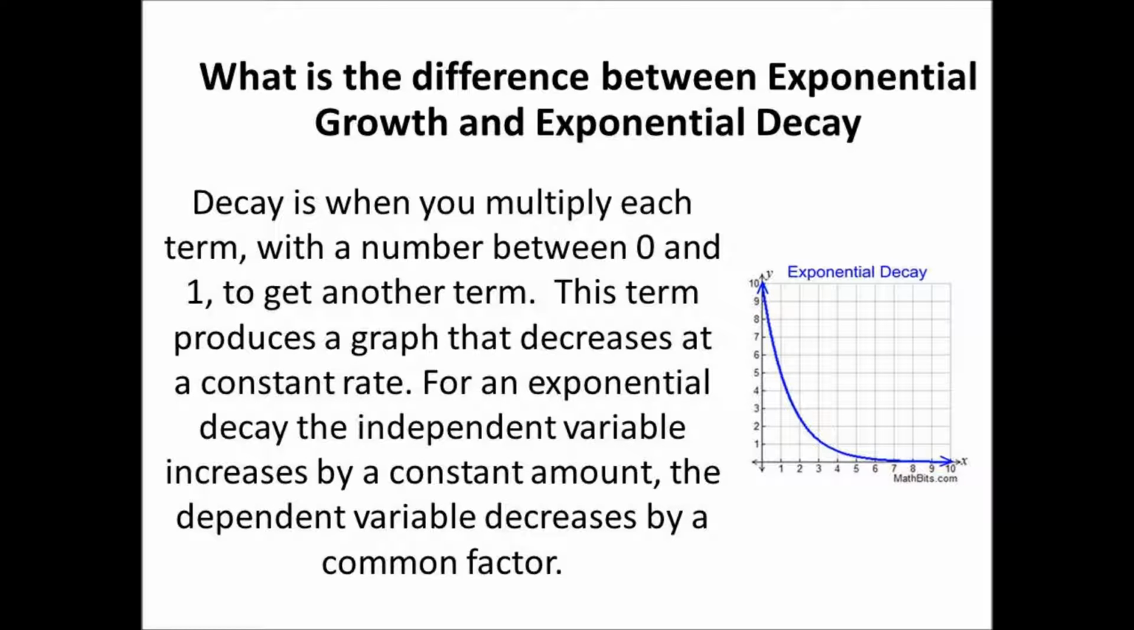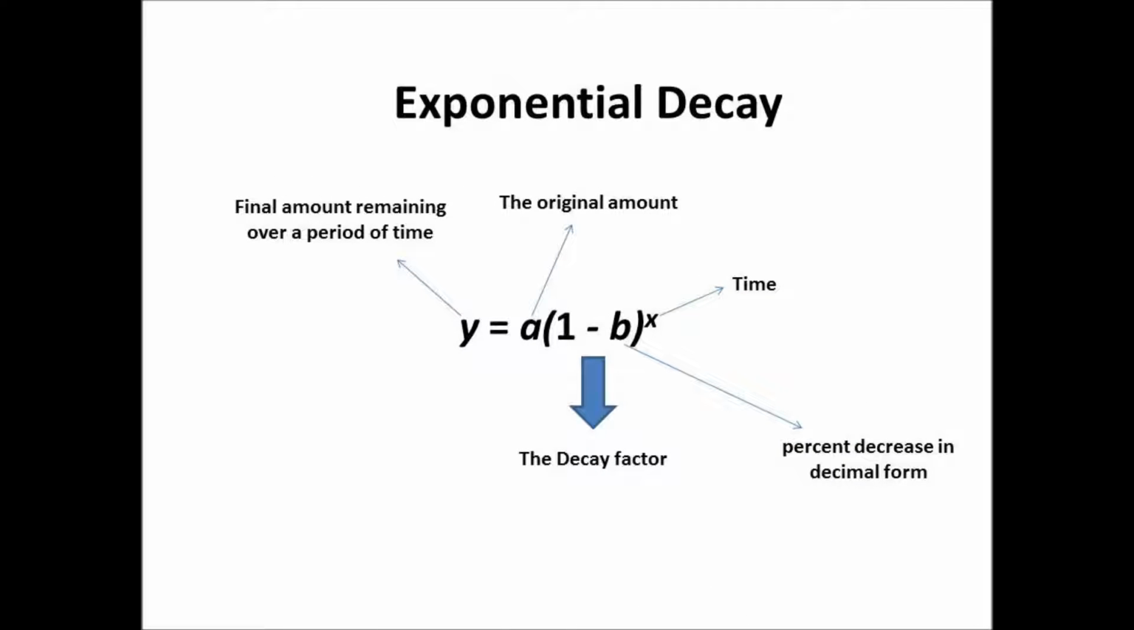Exponential decay is when you multiply each term by a number between 0 and 1 to get another term. This produces a graph that decreases at a constant rate. For an exponential decay, the independent variable increases by a constant amount, and the dependent variable decreases by a common factor. Here's what a graph of exponential decay looks like.